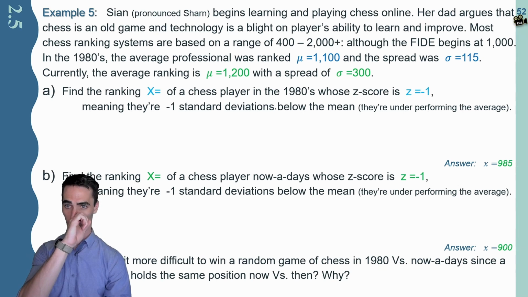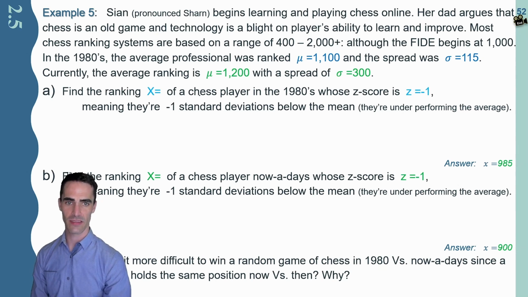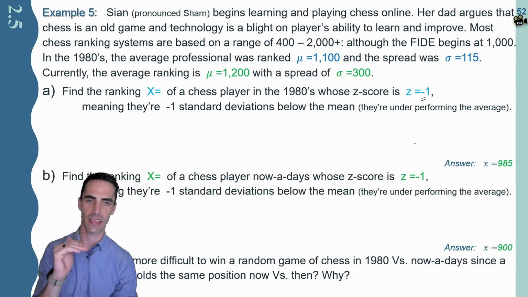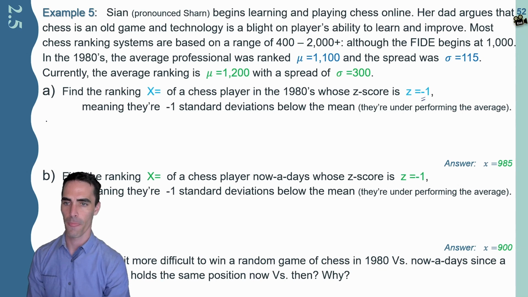What I want to figure out is the ranking X of a chess player in the 1980s if their z-score was -1. Again, that means that they're 1 standard deviation below the mean. They're underperforming the average. So these are not the top tier players. This is just kind of the entry level here. I'd encourage you to start off with the formula. They said something about z-score. So I'll write z is equal to X minus, again, they're talking about population information.